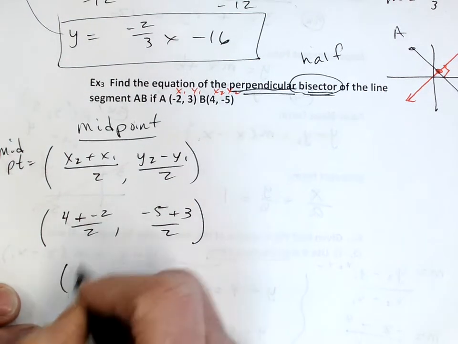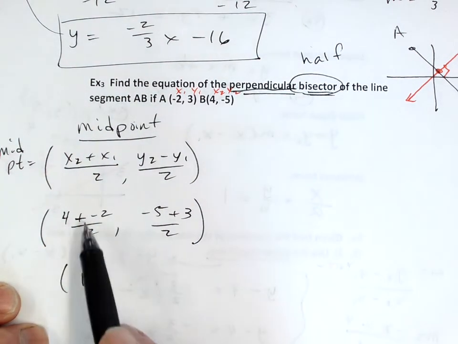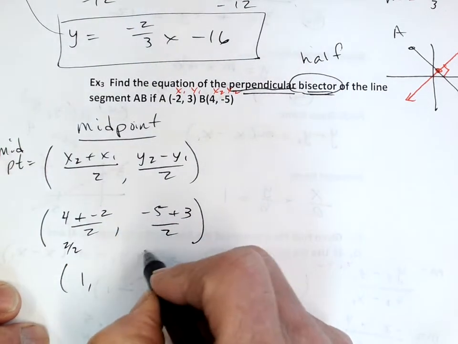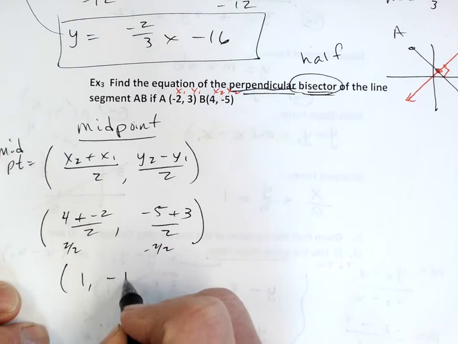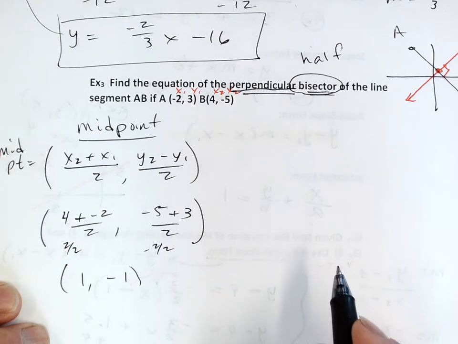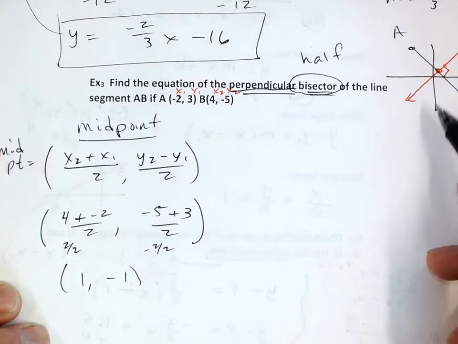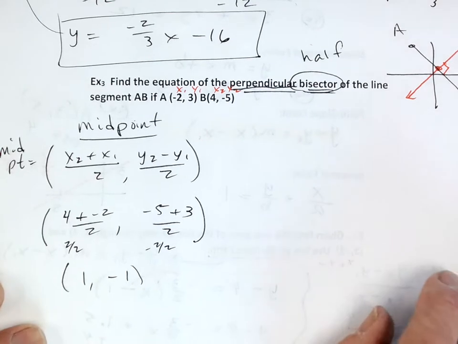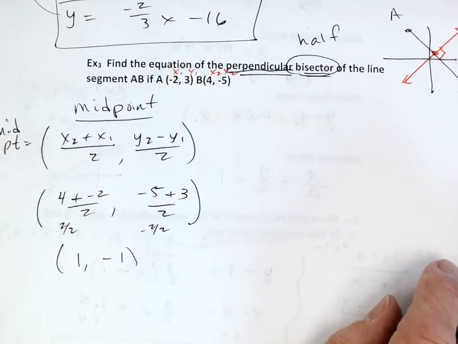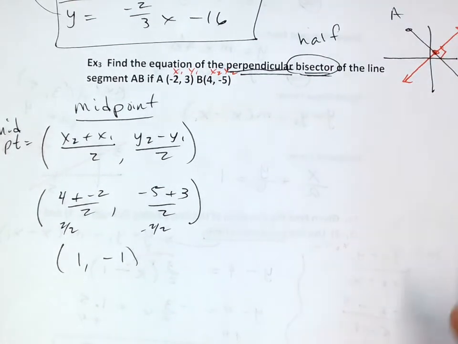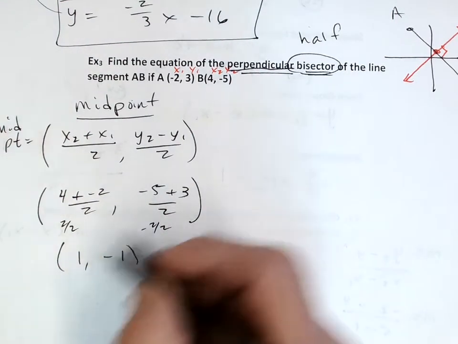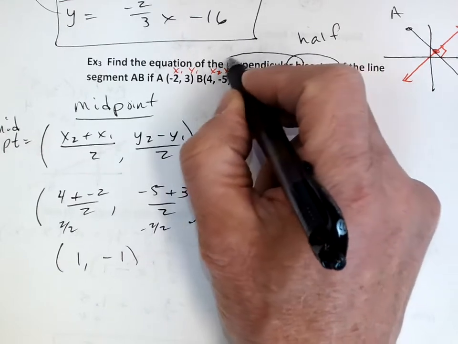So I get 2 over 2, which is 1. Okay, you guys okay with 2 over 2? And I'm going to get a negative 2 over 2, which is a negative 1, okay? All right, once again, lousy drawing because that doesn't even look close to 1, negative 1, does it? I'm a terrible artist. It's okay, that's why we do the math, right? So now I've got the midpoint.